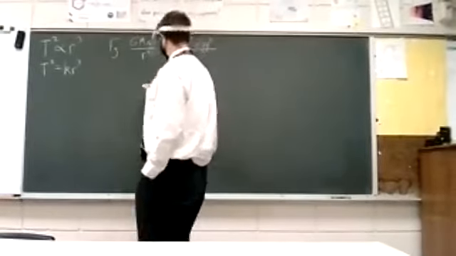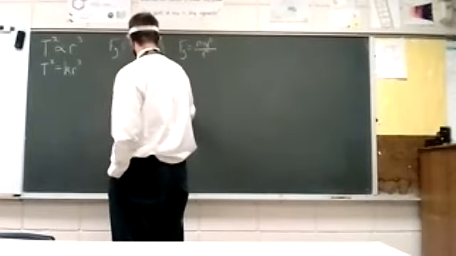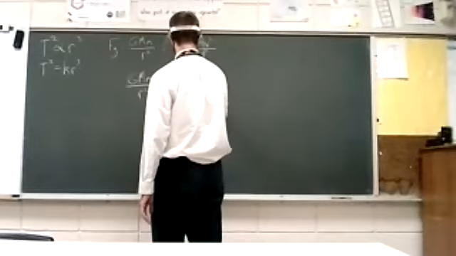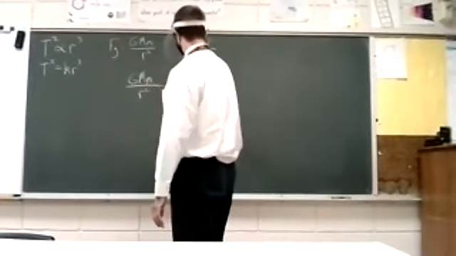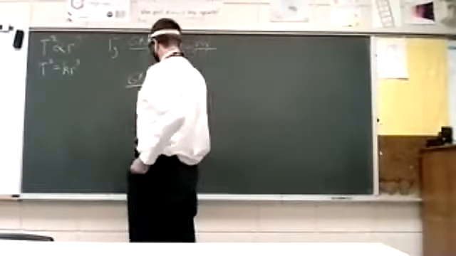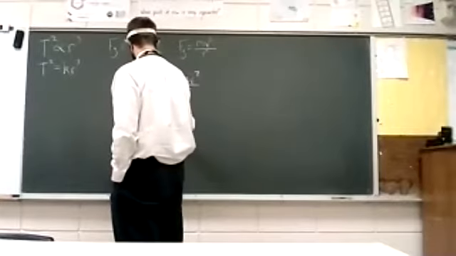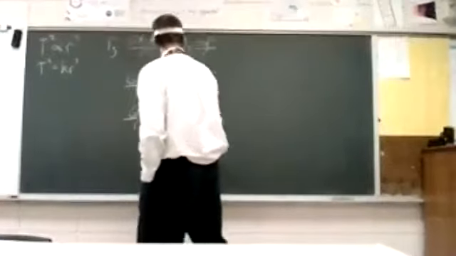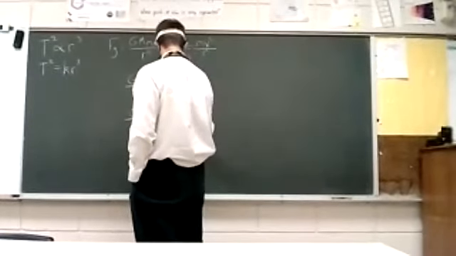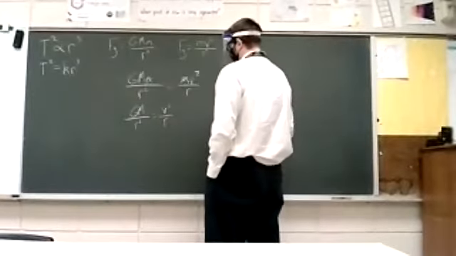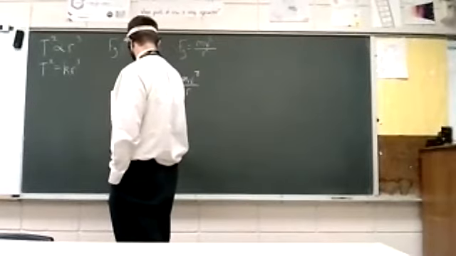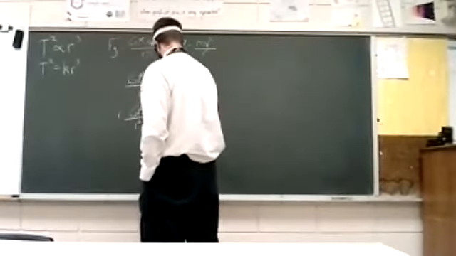So we can set these equal to each other. We see that G(m)(m) over r squared is equal to mv squared over r. This m cancels, right? We can divide both sides by m, so we just get Gm over r squared equals v squared over r. I can multiply both sides by r, and then cancel out one of those.